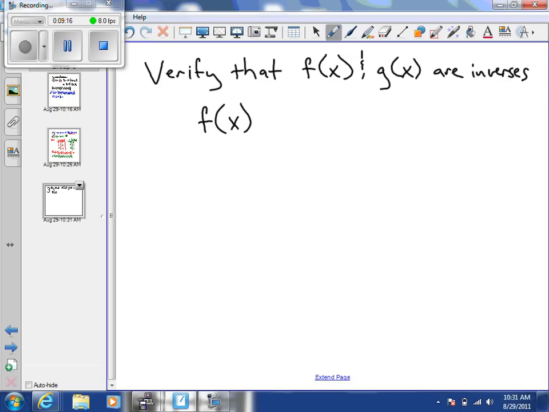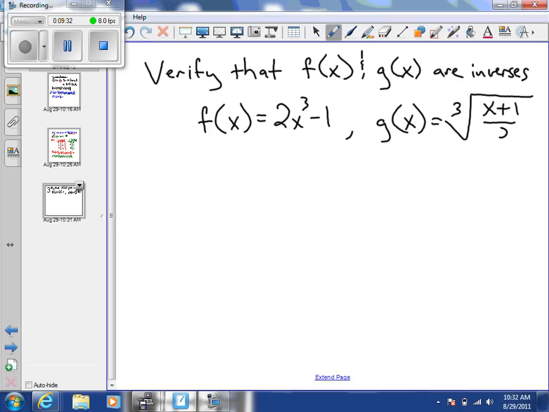And the functions I'm going to give you here are going to be that f of x is 2x cubed minus 1. And the function g of x is going to be a cube root of x plus 1, divided by 2.